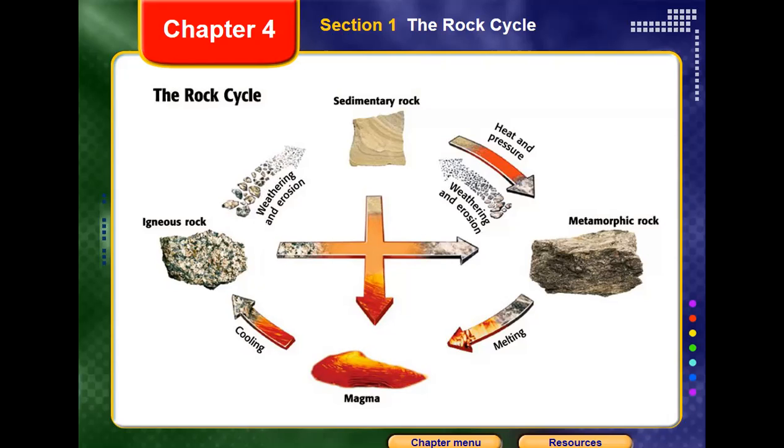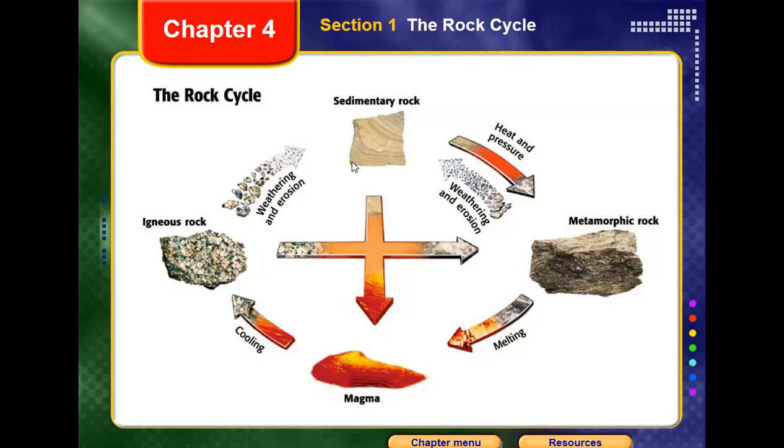Then later, because of some factors like gravity, water, and wind, these pieces will not stay in their position. They will be moved from one place to another. The movement of sediments from one place to another, we call this erosion. So we find these sediments, the small pieces of rocks, will be transferred to another place.